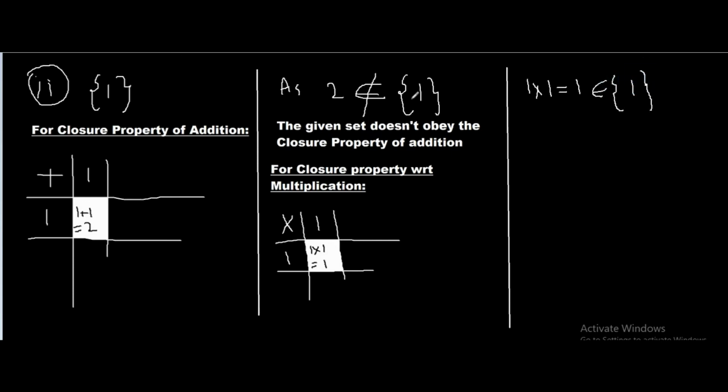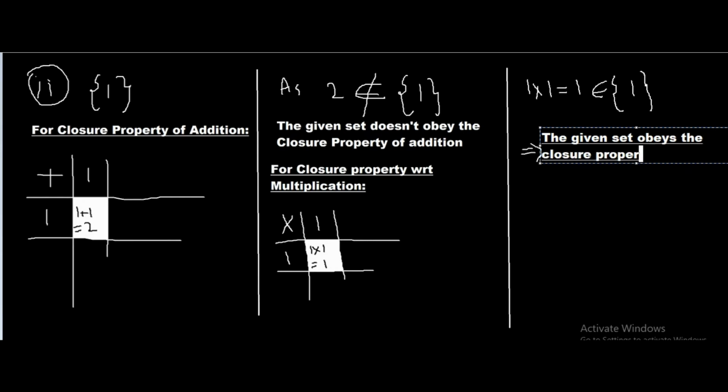So what does this mean? It means that the given set obeys the closure property of multiplication. A closure property with respect to multiplication.